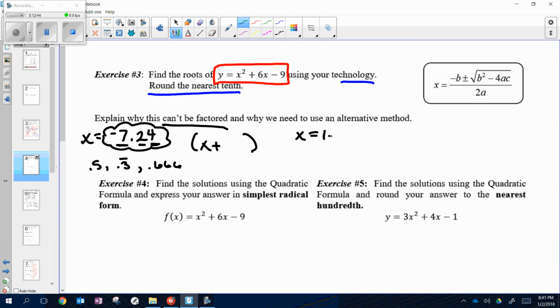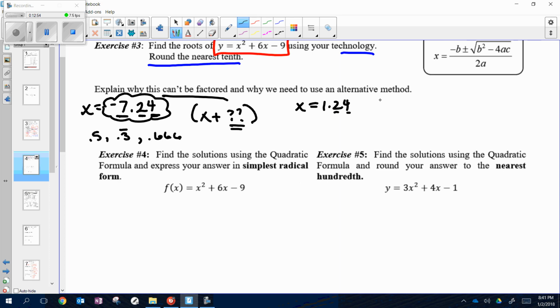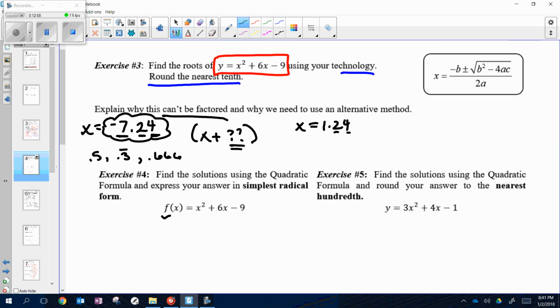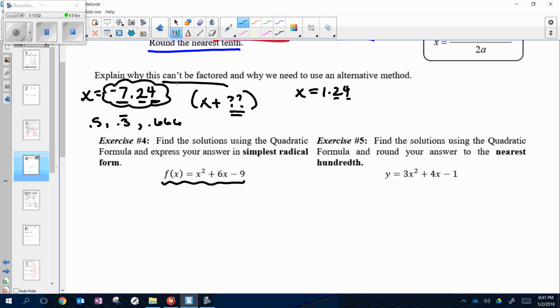I don't recognize that one either. X equals 1.24. That's not a decimal, I know. It's probably something rounded. Don't know how to make a factor out of that. Can't just put the decimal right there. That's highly illegal. So you can't factor it. You need to use an alternate method. So here it is again. Same function from up here in exercise 3. I didn't do any explaining here.